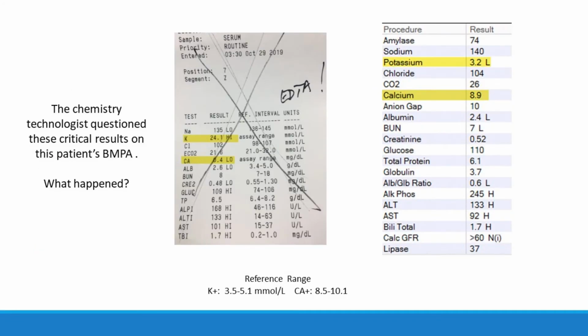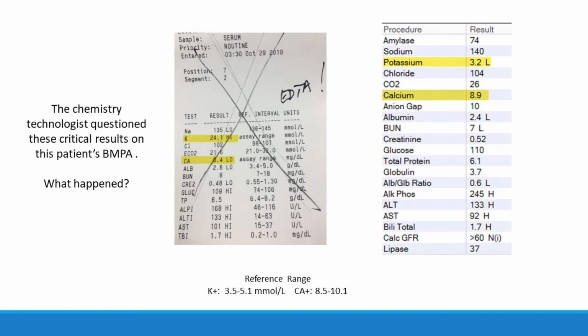So here's an example. This was a couple months ago. Our chemistry technologist questioned these critical results on this patient's BMP. So what happened? They kind of had an idea, so they called the floor. I think this was at the pavilion, and they talked to the nurse. They were having some troubles with the IV and the line, and so after drawing into a pink top tube, they realized, oh no, I actually didn't need blood bank testing. I need a CMP or a BMP.